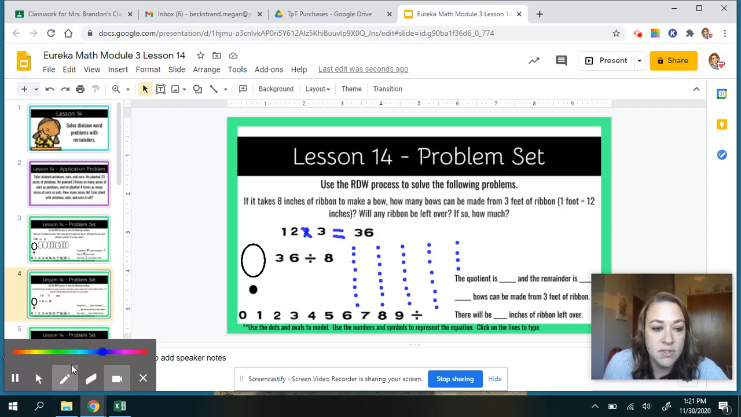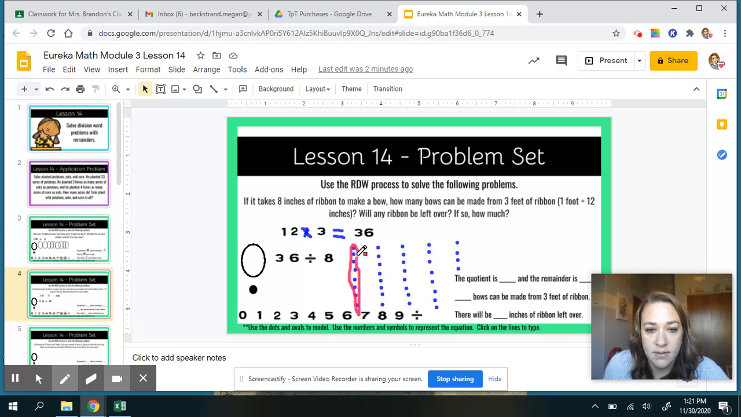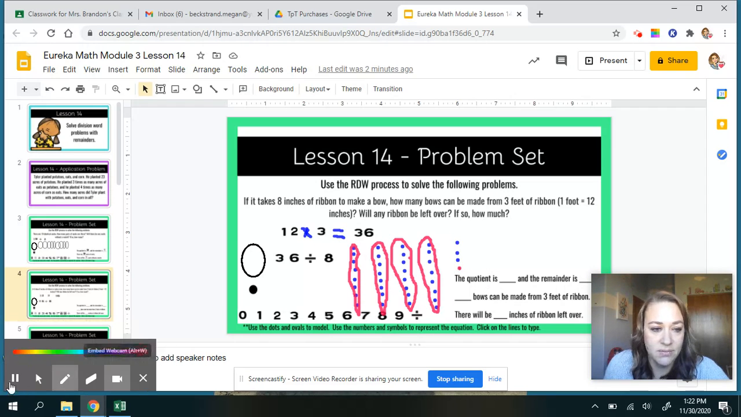All right, so if I were to get a different color to group these and bundle these, there's 1 group of 8. Don't judge my drawing skills. There's 2 groups of 8, 3, 4. I remember what that leftover part is called. That leftover part is called our remainder. That's our remainder, okay? So that leftover part is the remainder.